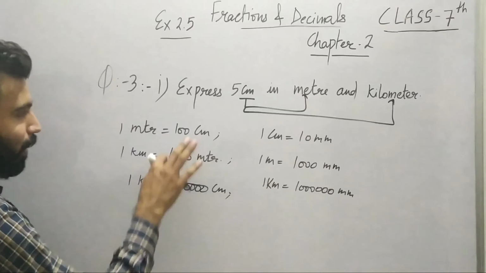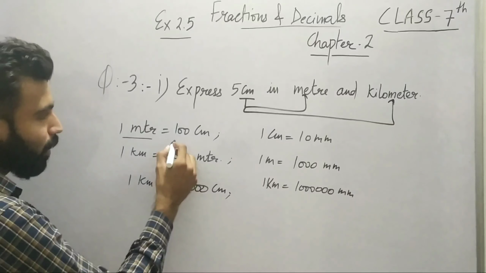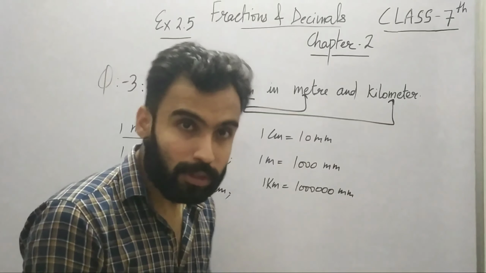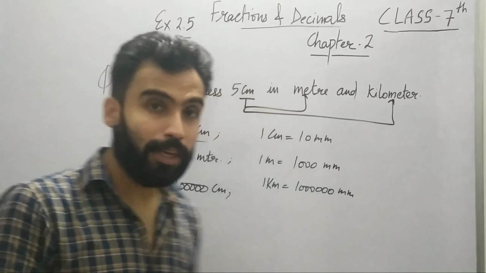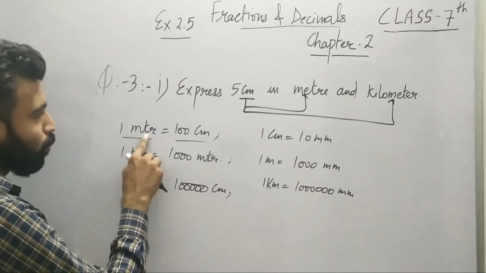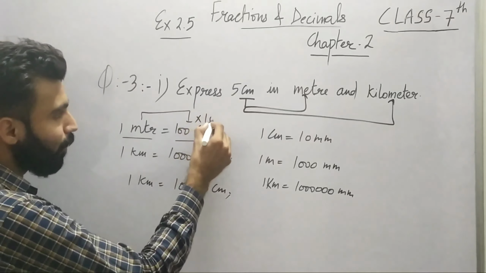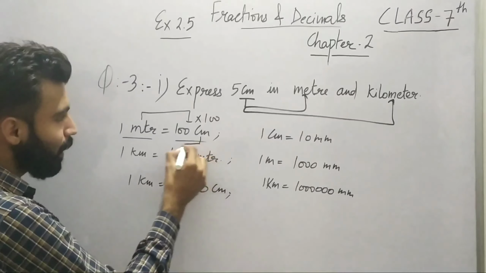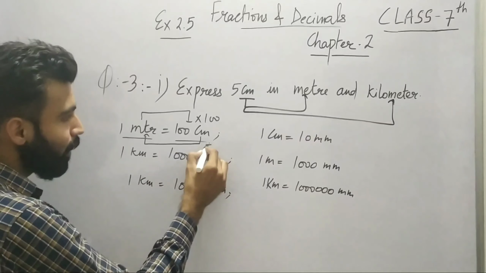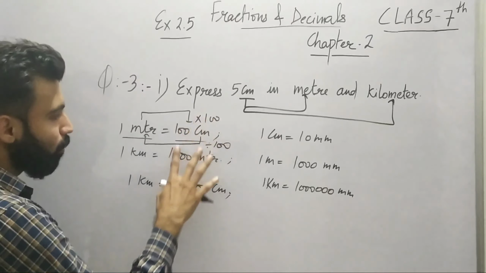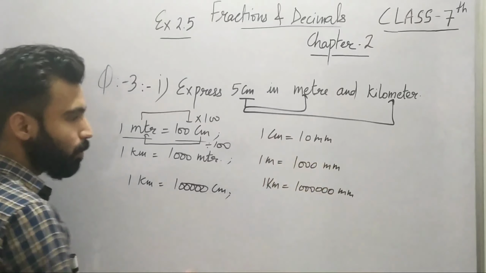So let me just explain it to you. So in 1 meter there are 100 centimeters. So you have to learn it first, then we can move on to this. So to convert meter into centimeter, you have to multiply that value by 100. And if we have to convert centimeter into meter, then you have to divide that value by 100. So these will be all the relations with the respective ones.